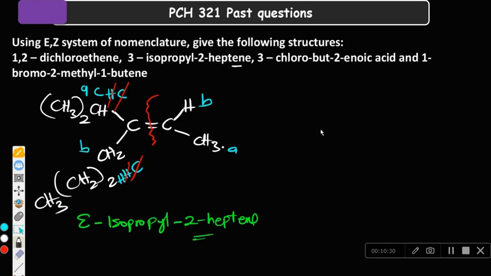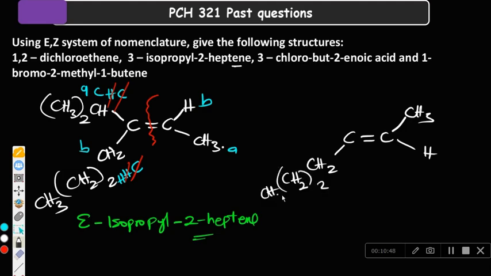It means the two high priority groups should be on the same side. So I'm going to have something like this: C, double bond C. What I'm going to just put is CH3 here, then put hydrogen here. Then this other one will still remain the same, CH2, and then we have CH2 bracket 2, then CH3, and then this one you have CH3 bracket 2 CH. If you look at this very well now, this is A, this is A, this is B, this is B. Two A's are on the same side.